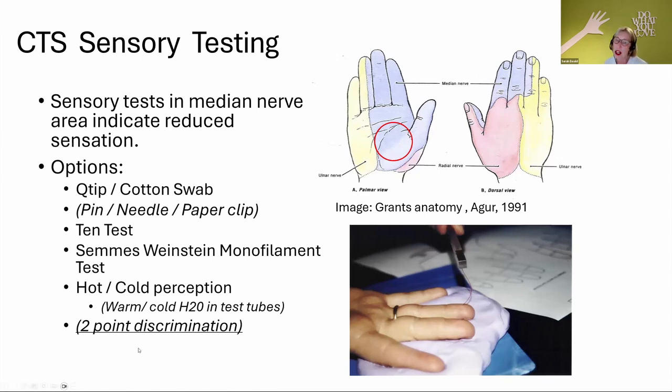And I've put down here 2-point discrimination. 2-point discrimination is extremely slow to react, so it will be quite a while until you would see a change in values that you can establish with the 2-point discrimination, and in which case you probably already have some atrophy. So it's not a good choice as a screening test for carpal tunnel syndrome.